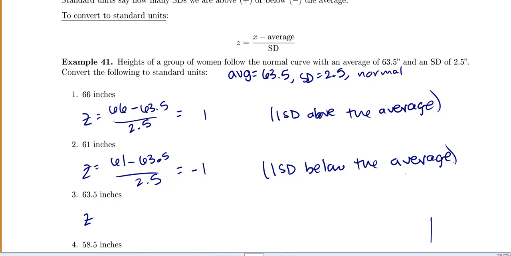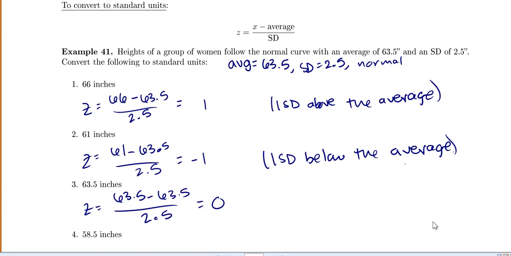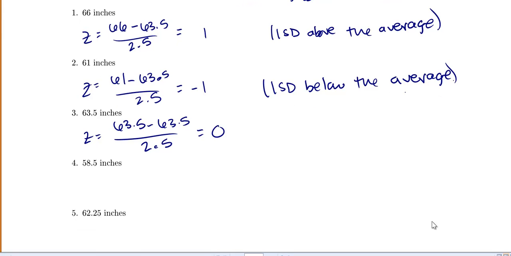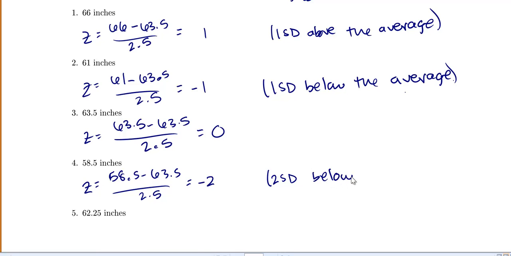For 63.5, well, we do 63.5 minus the average of 63.5 divided by the standard deviation of 2.5, which gives me 0. That makes sense. I'm 0 standard deviations above or below the average, because 63.5 is the average. And for 58.5, so 58.5 minus 63.5 divided by 2.5, that would be -2. So that's 2 standard deviations below the average.